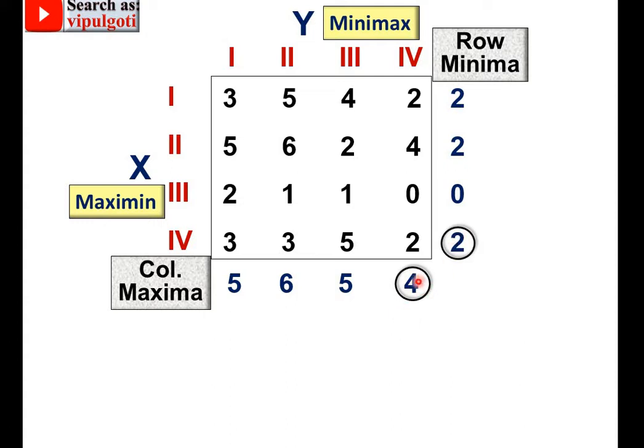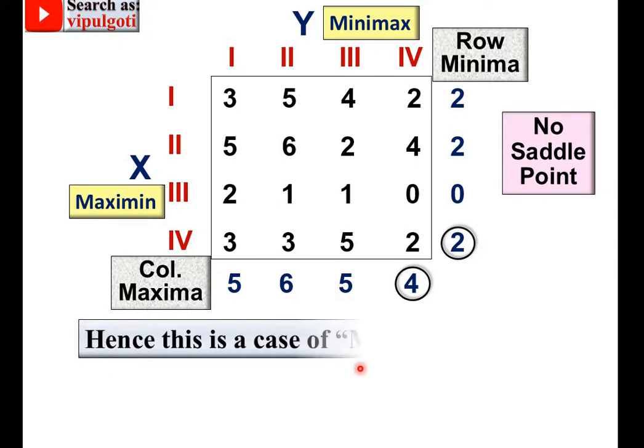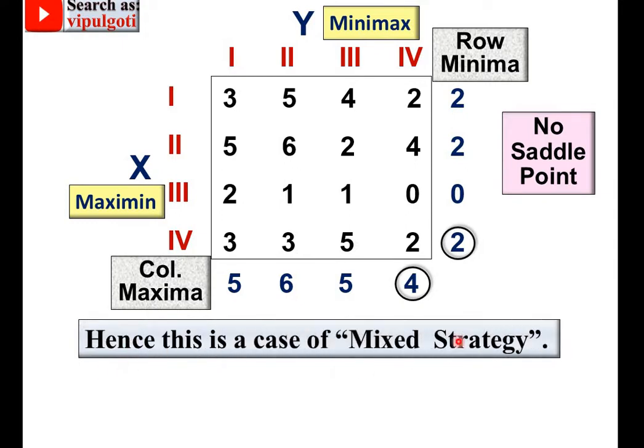Now look at both these values. The maximin value and the minimax value are not the same here, and so we can say there is no saddle point. So I can write no saddle point for this game, and so I can say this is a mixed strategy problem. Whenever there is no saddle point, you can say it is a mixed strategy problem. If there is a saddle point, then you can say it is a pure strategy problem.